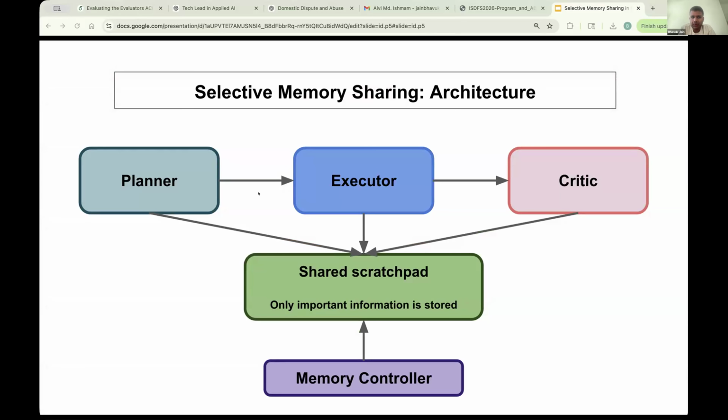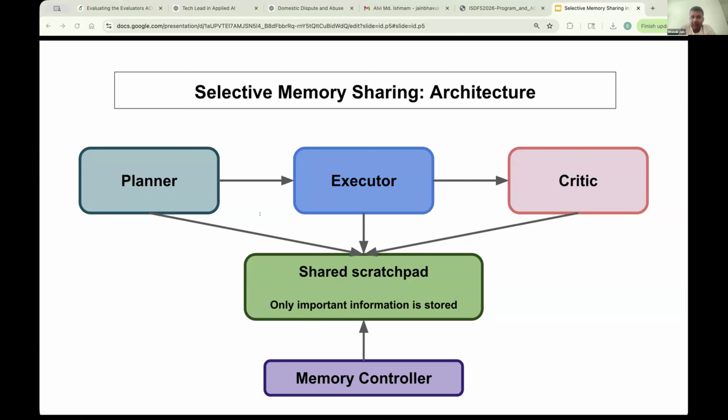So let me walk you through how the system actually works. At a high level, we have three agents: the planner, which decides what actions should be taken, the executor, which carries out these actions, and the critic, which evaluates whether the outcome is correct or not. Now, in a typical multi-agent system, these agents would directly share everything with each other. But in our setup, we introduce a shared scratch pad. All agents can write to this shared space. So the planner can store its plan, the executor can log actions, and the critic can provide feedback. This creates a central place for coordination.